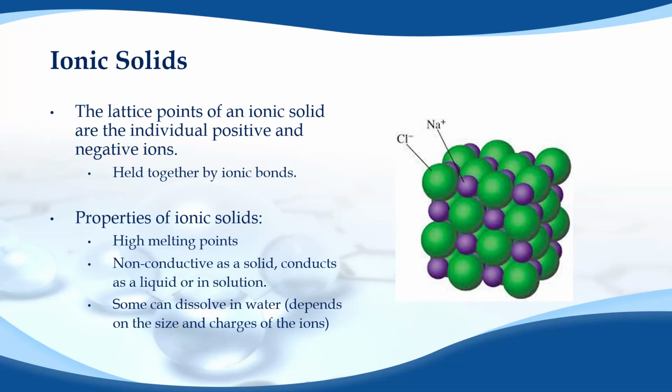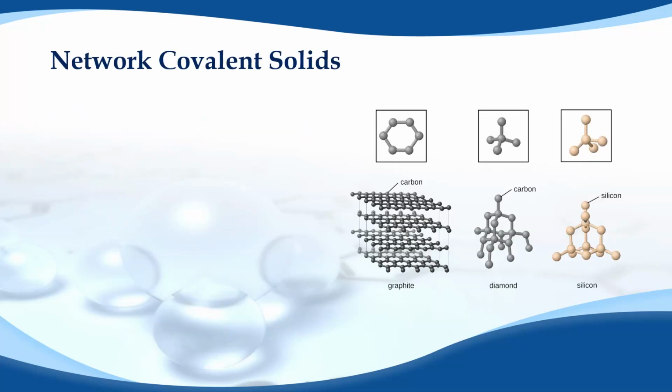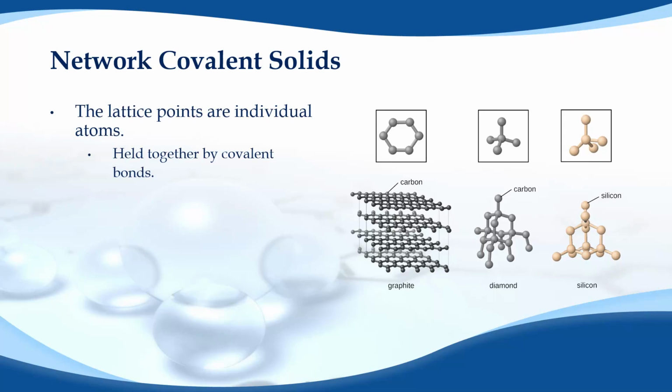Our second type of solid is what we call a network covalent solid. You also see these referred to as network solids. They're like ionic solids in that the lattice points, in this case, instead of being ions, are individual atoms. Right, so the 3 that I have over there are graphite, diamond, and silicon. In graphite and diamond, what's holding that solid together is the carbon-carbon covalent bonds.